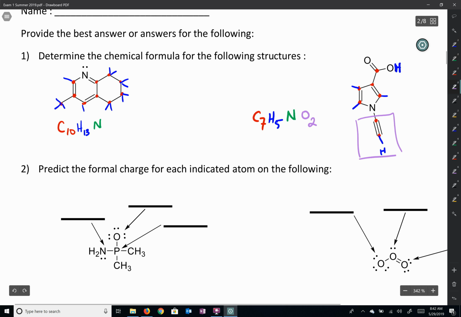Alkynes tend to be somewhat tricky, so just be careful of alkenes and alkynes. Double bonds and triple bonds kind of make things a little bit trickier.